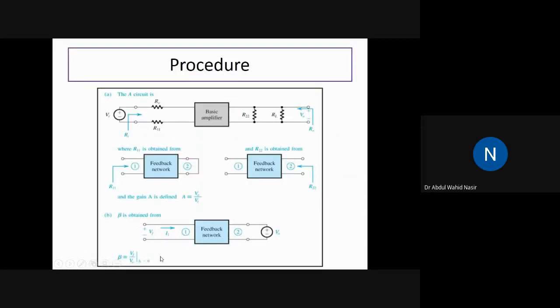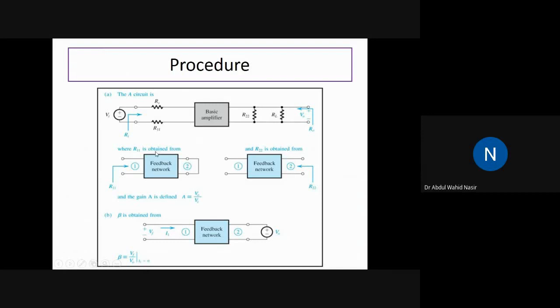What is the procedure to find A of the circuit? A means the gain of the circuit. So in this case, what is the A? In the voltage amplifier, A is the voltage gain. Clear? So the voltage gain will be V naught by VS.